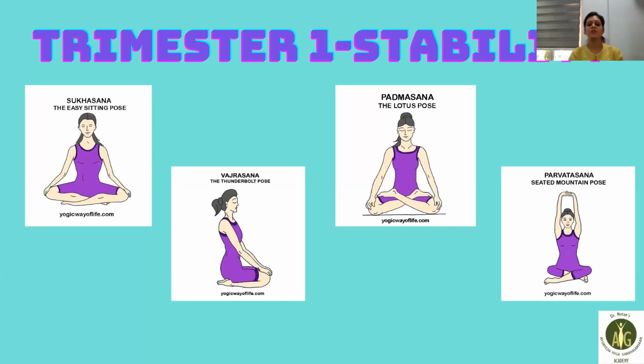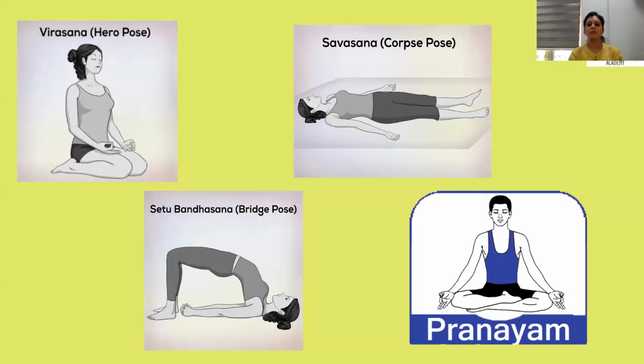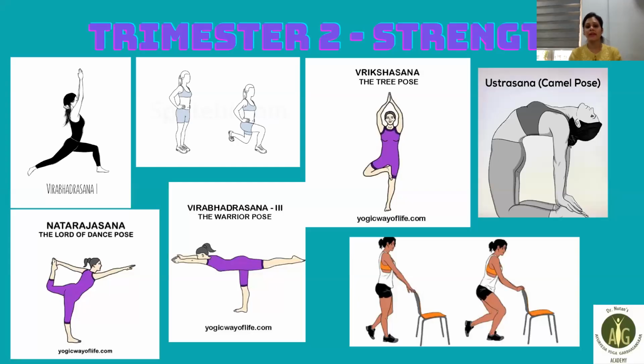So in trimester 1, for stability, we can go for Sukhasan, Vajrasan, Padmasan, Parvatasan, and basically relax her and do all the meditative postures, and even pranayama will help her a lot. In trimester 2, as I said, we have to maintain the strength, we have to give the mother strength to deliver the child. If she practices yoga throughout all 3 trimesters, it would be very easy for her to deliver the child. So here are some examples of the yoga we can practice.